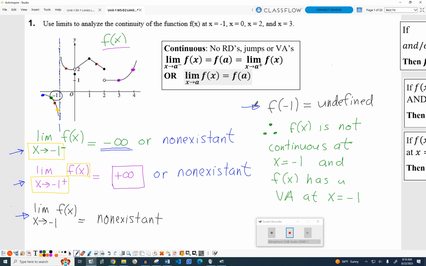So if the, I don't know, how do you say that again? The f of -1 in parentheses equals a. You say f at -1. But like what's that called? Oh, gotcha. That's the value of the function. Value of the function at x equals -1. Yeah, if that equals the limits, then it's a continuous function.